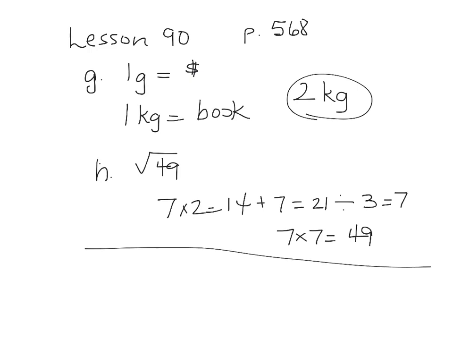A half-ton pickup can carry a load weighing a half a ton. How many 100-pound sacks of cement can a half a ton carry? All right, so we have to remember how much is a ton. A ton equals 2,000 pounds. And we want a half a ton, so half of that would be 1,000 pounds.